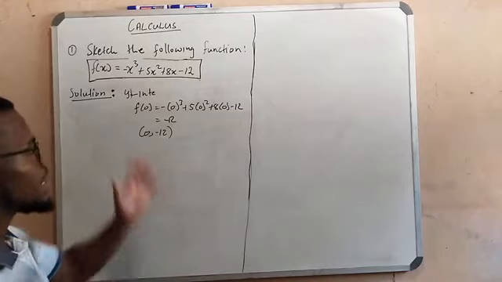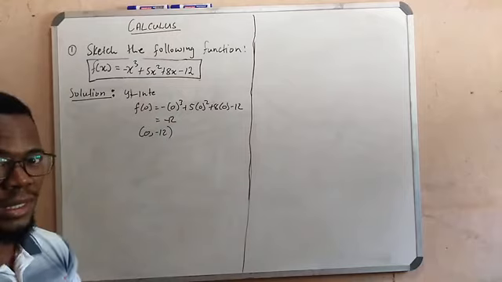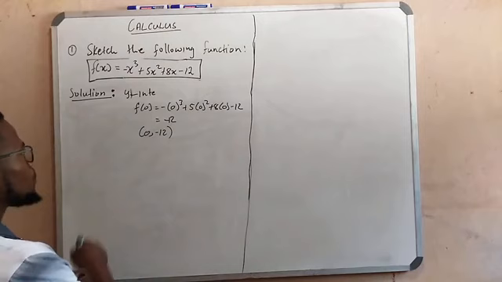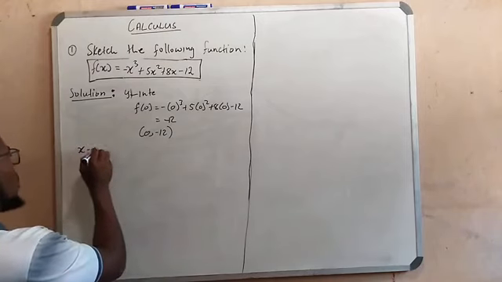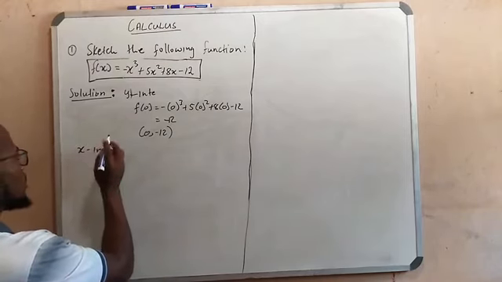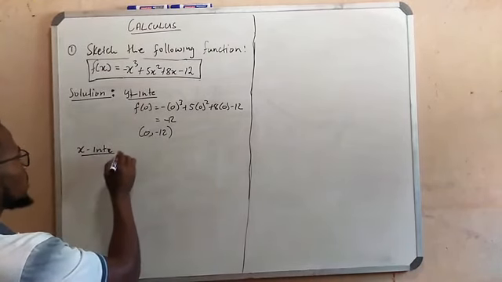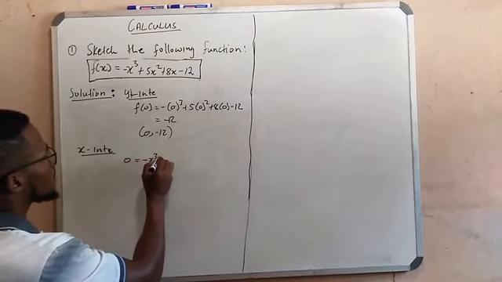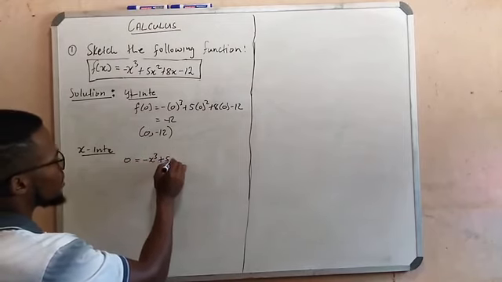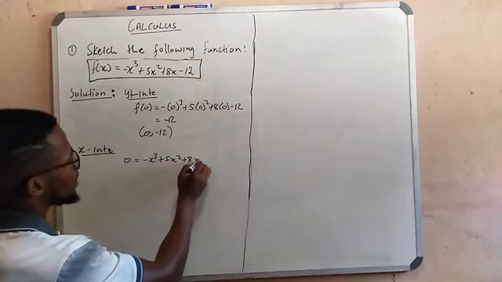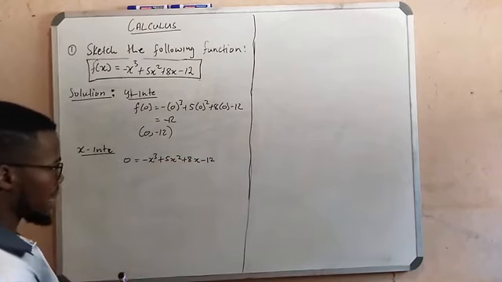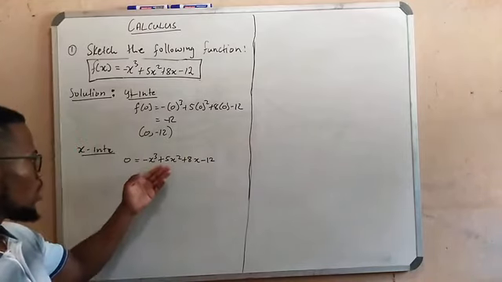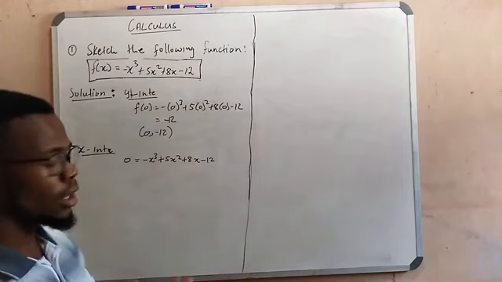Now remember, to find the x-intercept, you have to let f(x) = 0. For the x-intercept, f(x) has to be equal to 0. Therefore, you have -x³ + 5x² + 8x - 12 = 0. Now we are dealing with a cubic function, so we have to find a factor of this.